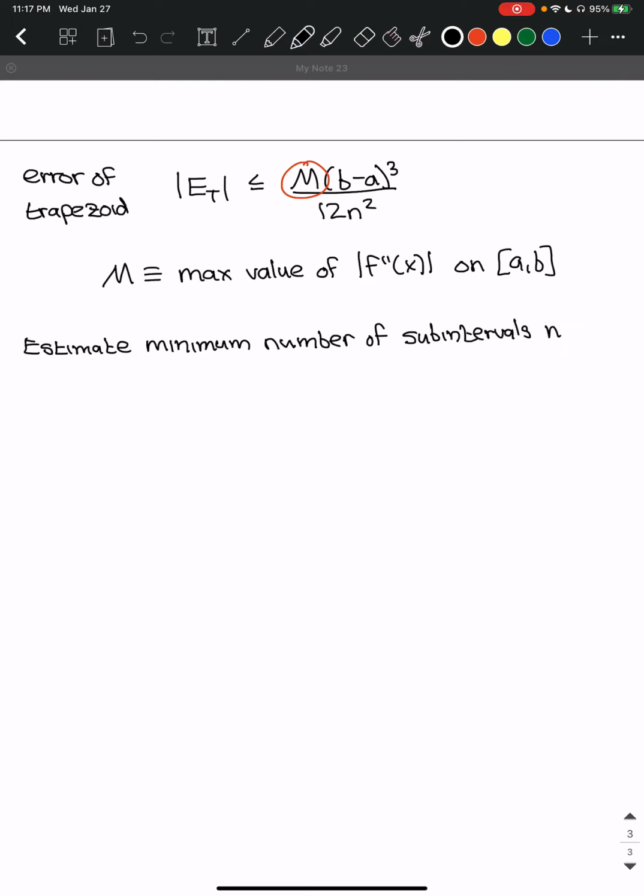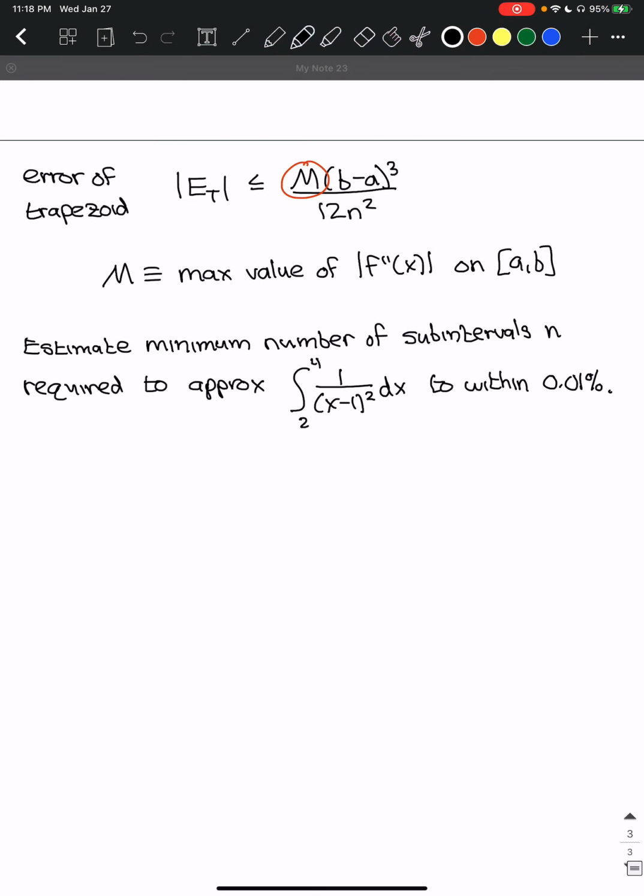So those are n, required to approximate, I should have written this down beforehand, but it's too late now. Approximate the integral from 2 to 4 of 1 over (x minus 1) squared dx to within 0.01%. That's a pretty narrow margin, right? I need it to within one part in 10,000. So your boss is really adamant you get this down pretty close to exact.